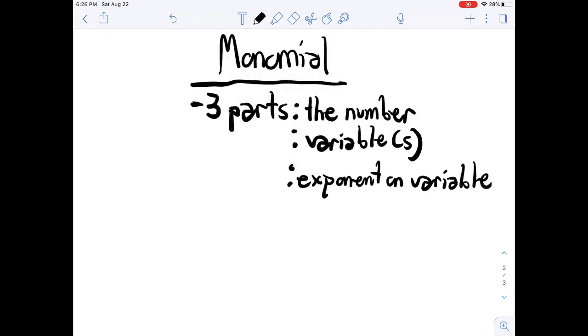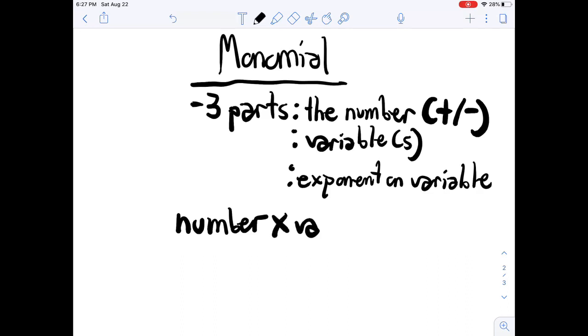A monomial is comprised of three parts. The number, which can be positive or negative. The variable or variables, so it can have more than one, and the exponent on each variable. So in a monomial, the number and variable or variables are multiplied together. And the exponent on each variable must be a positive integer.